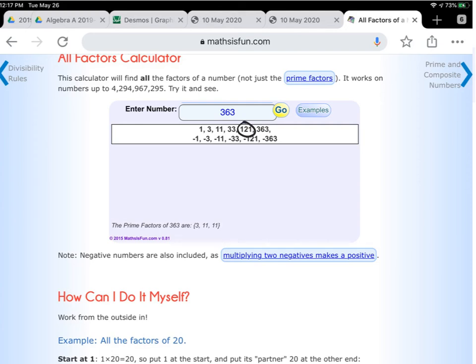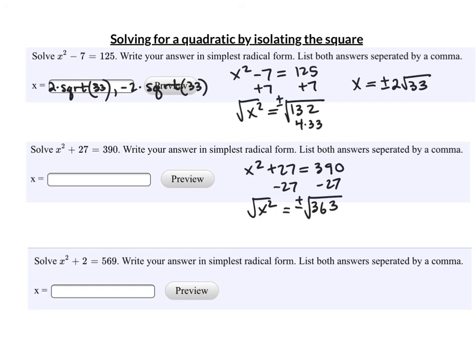So now we can use that to simplify the root. So 363 is 121 times 3. So x will be plus or minus. The square root of 121 is 11. 11 root 3. And in WAMAP, we have 11 times the square root of 3, comma, and negative 11 times the square root of 3.